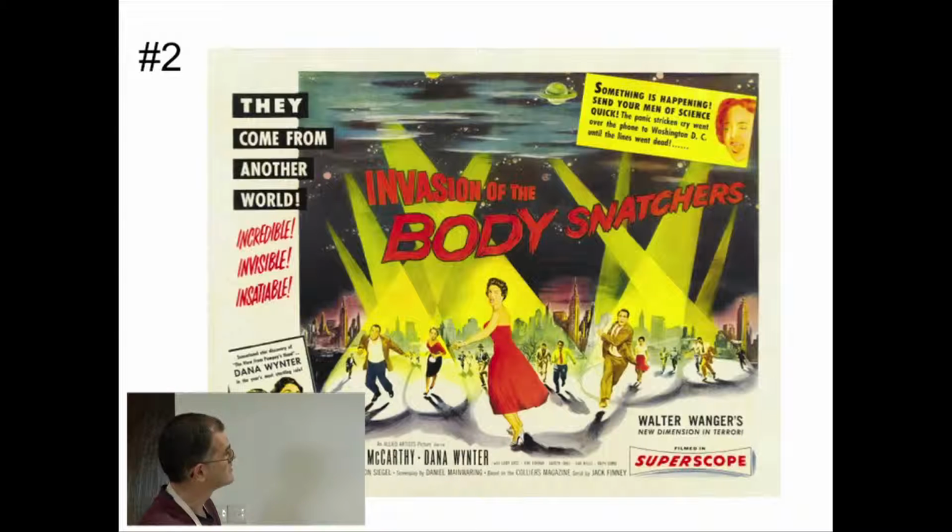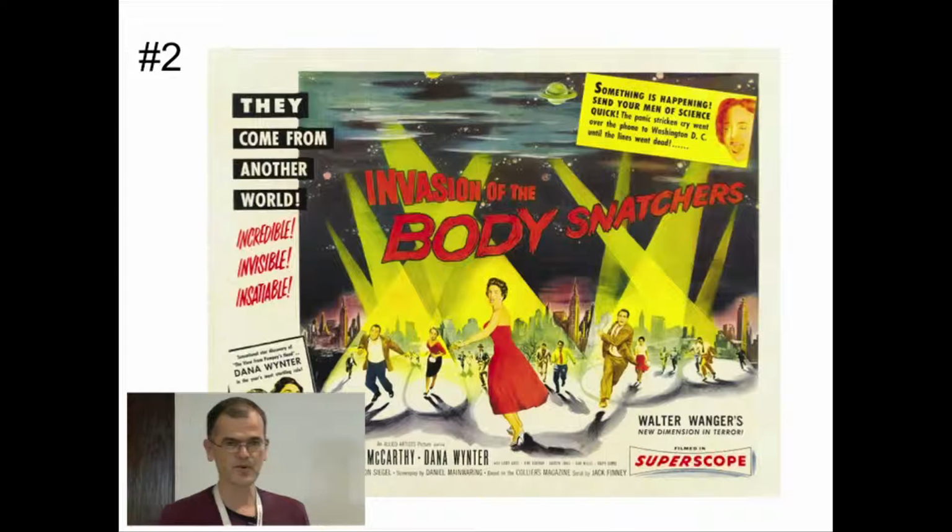And then something is happening. Send your men of science quick. But what's important about this is that some extremely sophisticated aliens have manipulated people and reproduced people and made them behave in very unusual ways. And that's what's scary about it.